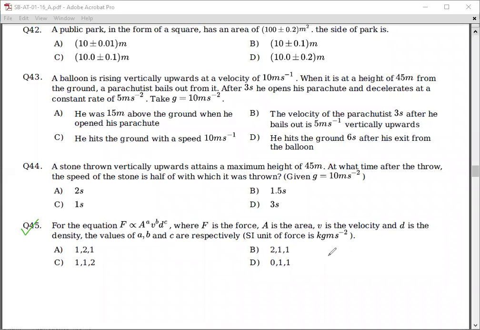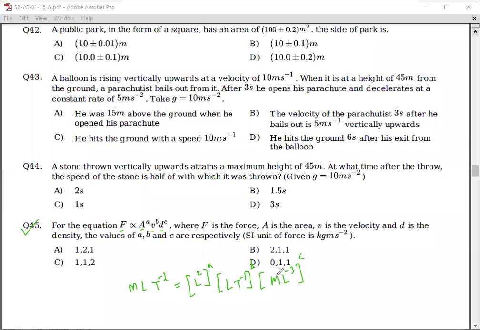So what we did, the first step was to find the dimensions of A, B, and D. The dimension of F is M L T to the minus 2. This should be equal to the dimension of A. A is area, which is L squared to the power a. Then velocity, L T to the power minus 1 to the power b. And D is density. Density is mass by volume, so M L to the power minus 3 to the power c.